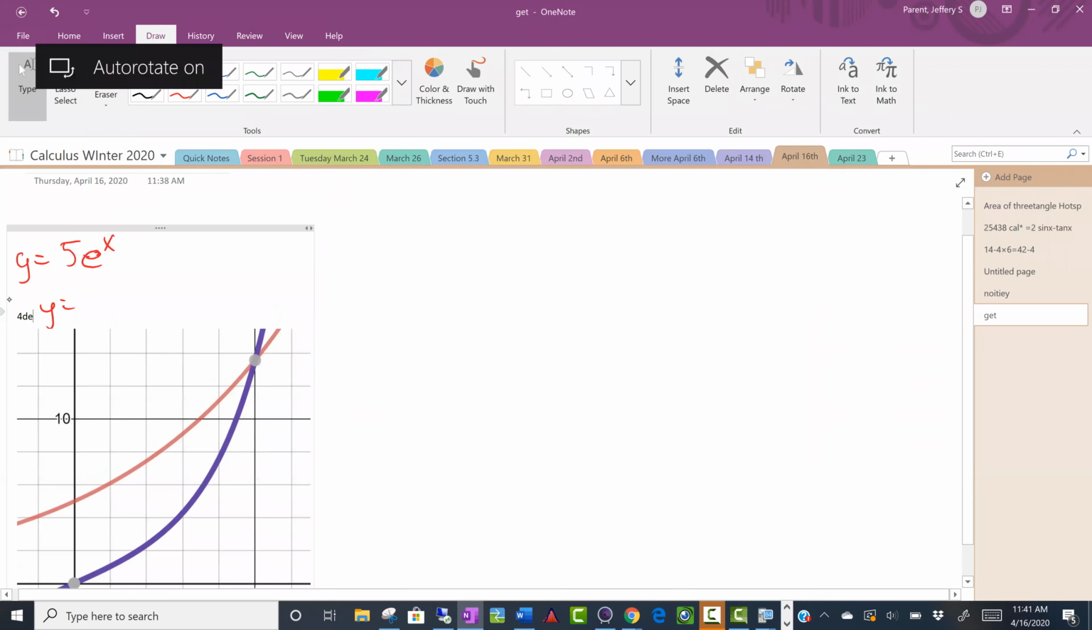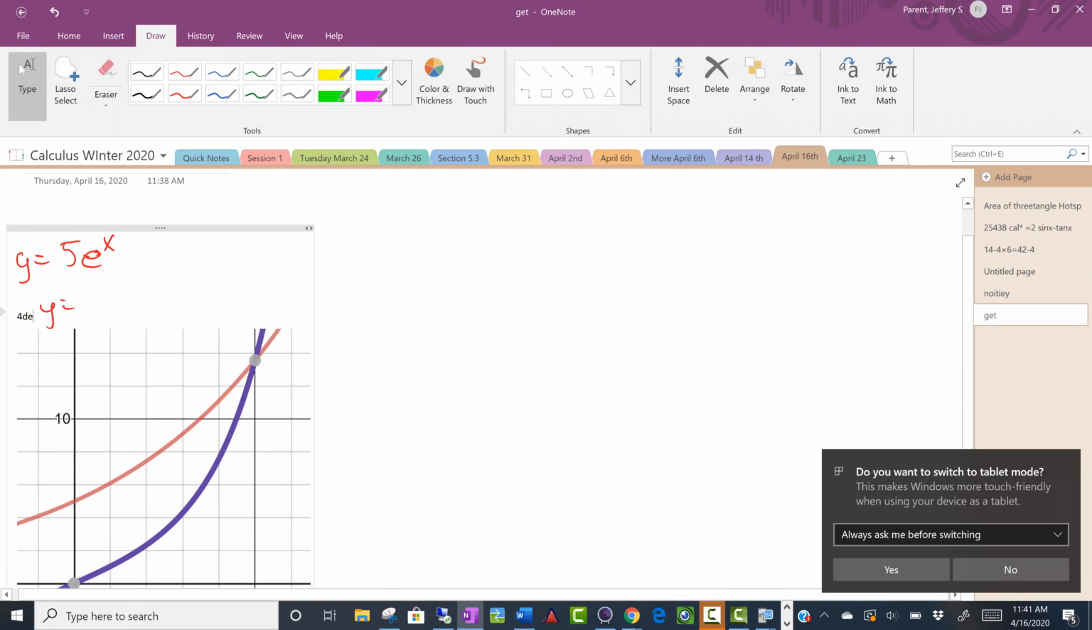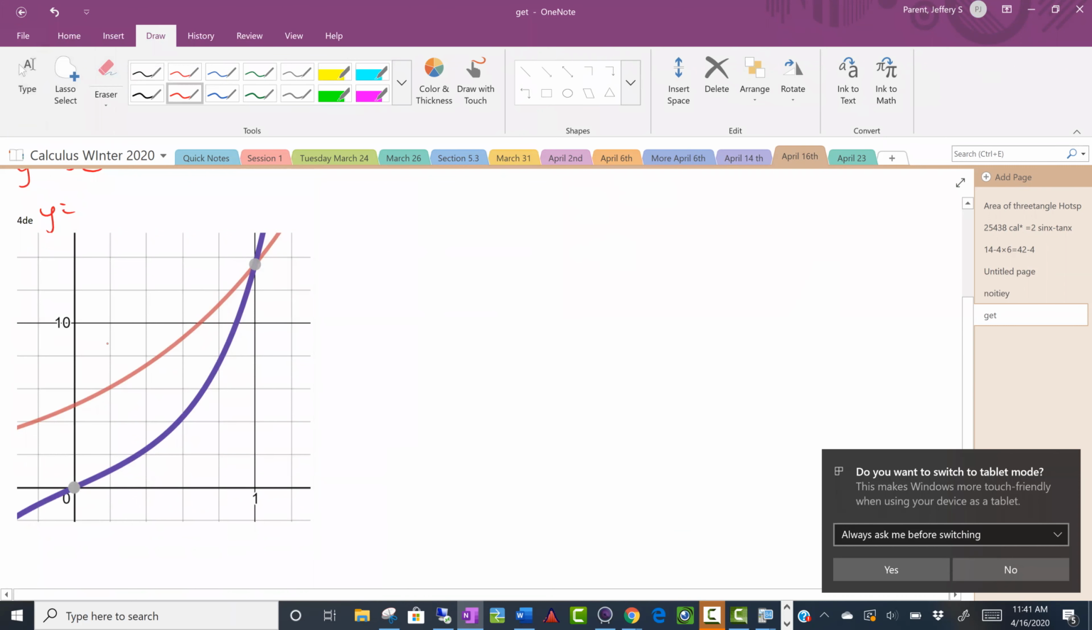All right. So let's take a look here. So these are our two functions. Y equals 5e to the x, and this one is y equals 5x e to the x squared.